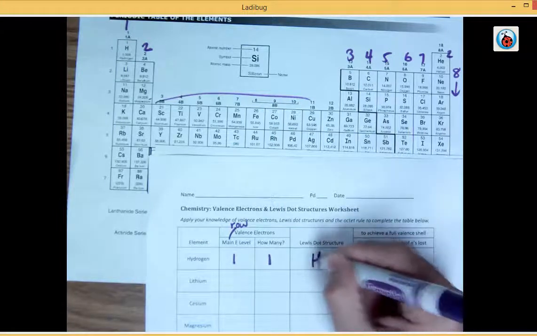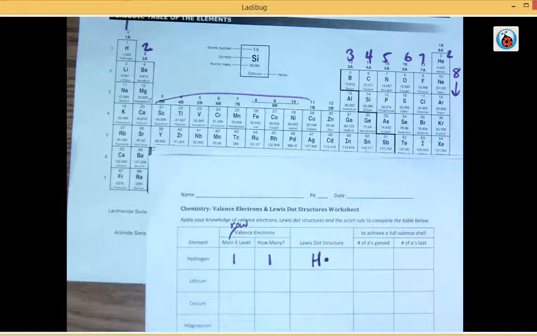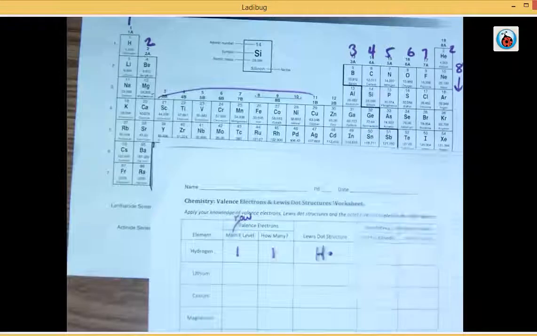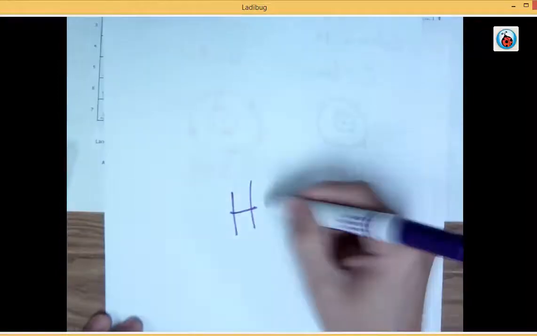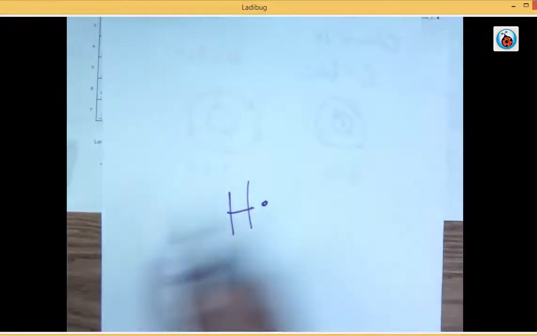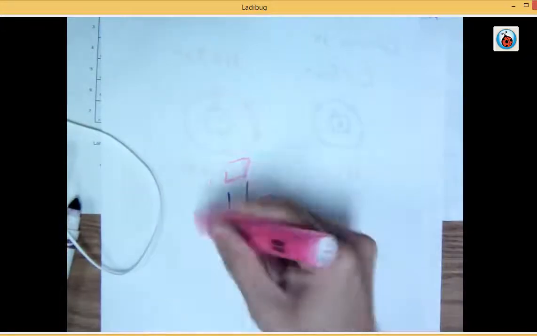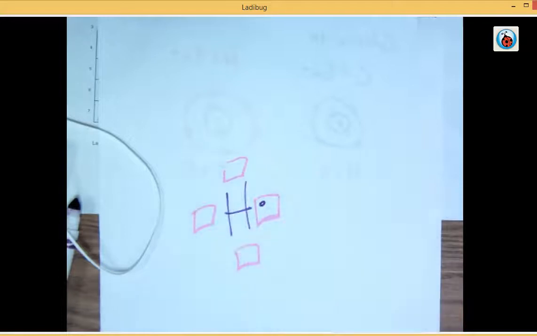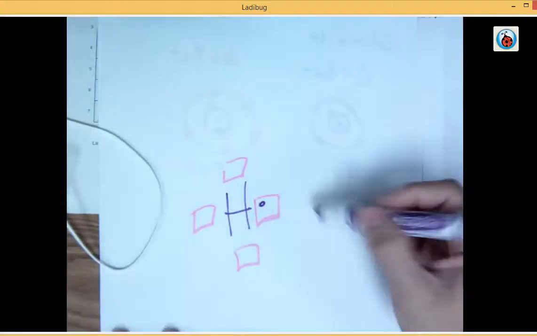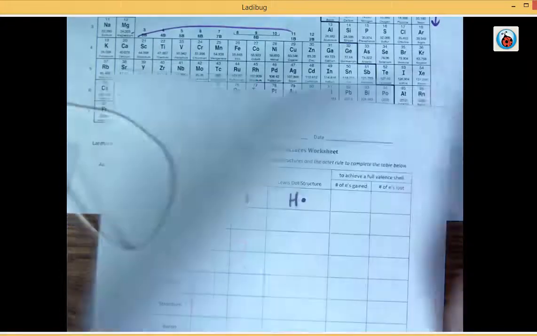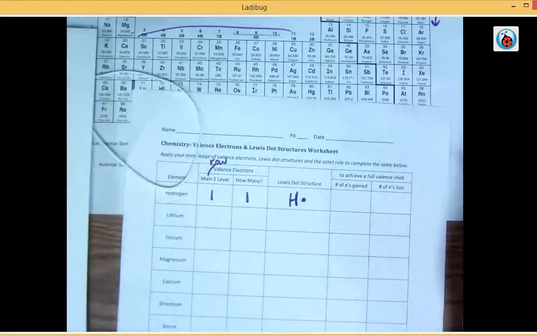The Lewis structure, there are multiple ways of drawing a Lewis structure, but the way that is acceptable to us now is just to put dots around 4 sides. Four sides, meaning an element like hydrogen has 1 valence electron. Electrons will only go on the cardinal directions: north, south, east, west. For hydrogen, you draw 1 dot to represent that.